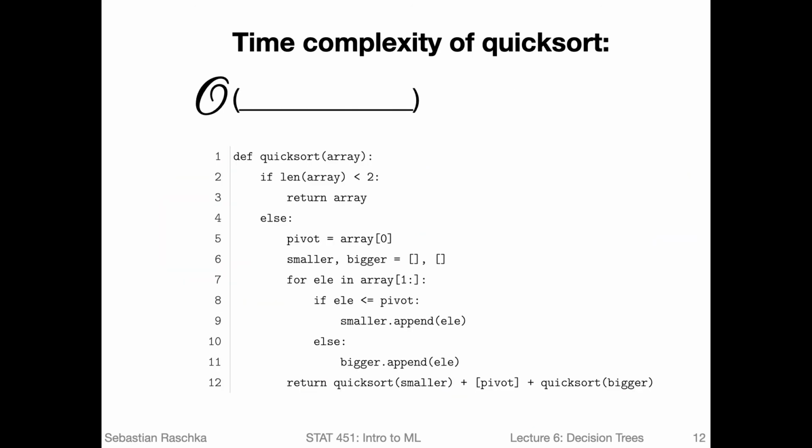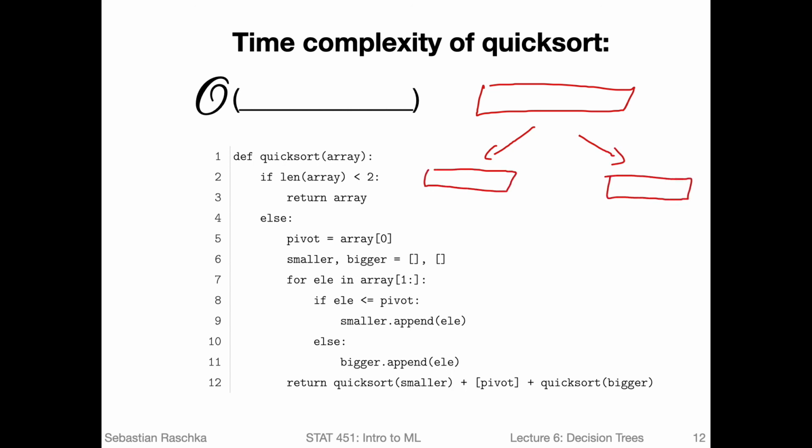So let us now take a look at the time complexity of quicksort. In the previous slide, we have seen that the quicksort algorithm operates somewhat like a binary decision tree, right? So if we have an array like that, we pick a pivot, and then based on the pivot, we split the array into 2 subarrays. So we split them into 2 subarrays, and then we continue like that.